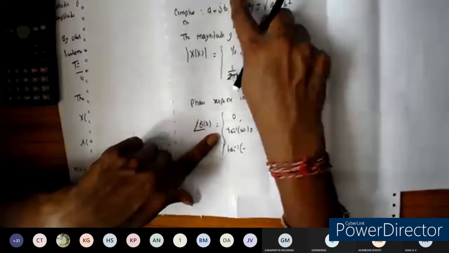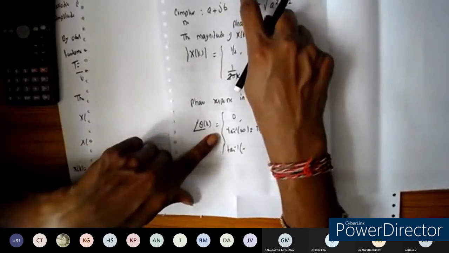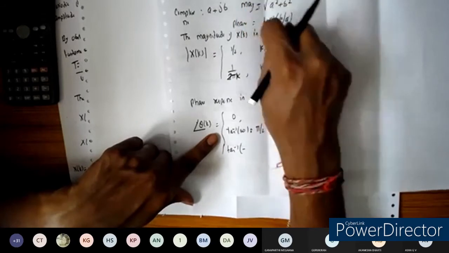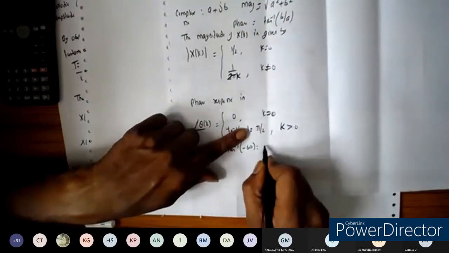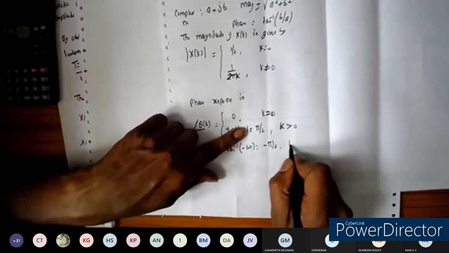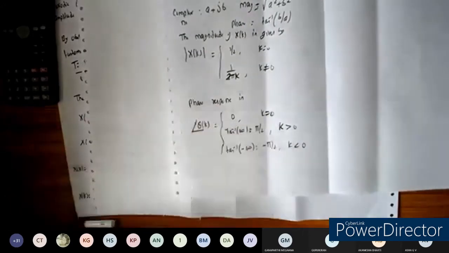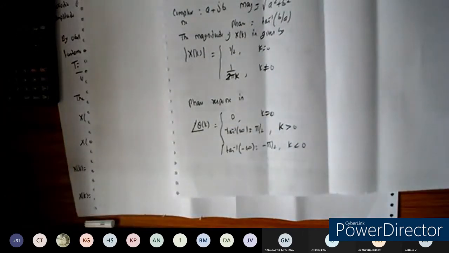And for k less than 0, we are going to get the negative values of k here. So minus something divided by 0 will become equal to tan inverse of minus infinity. So tan inverse of minus infinity is equal to minus pi by 2 for k less than 0. So this is the phase response you are going to get. Done?